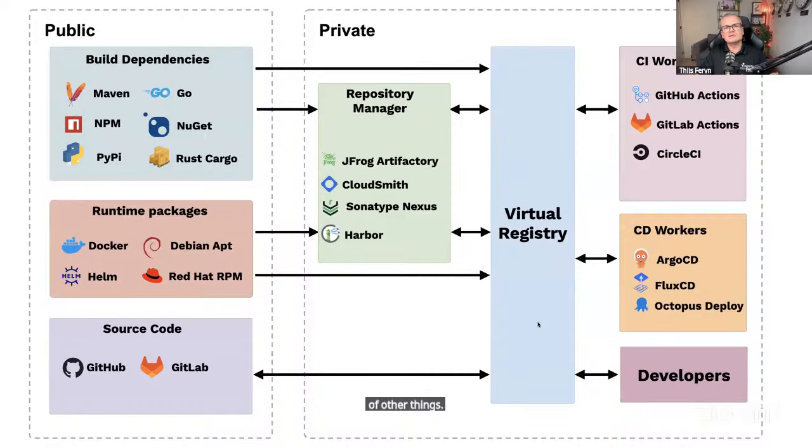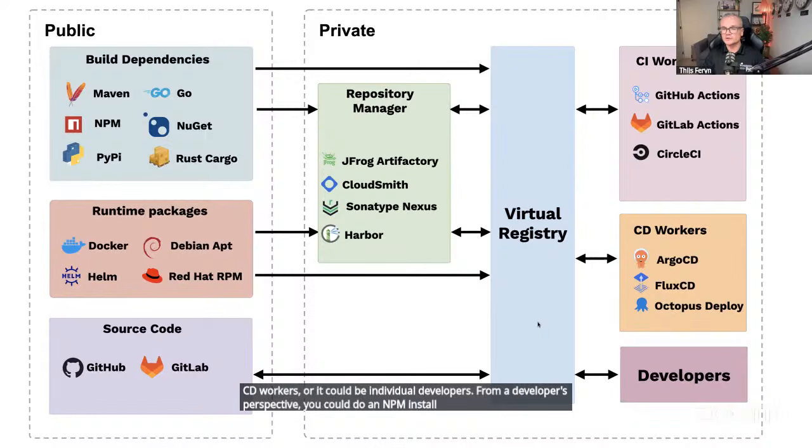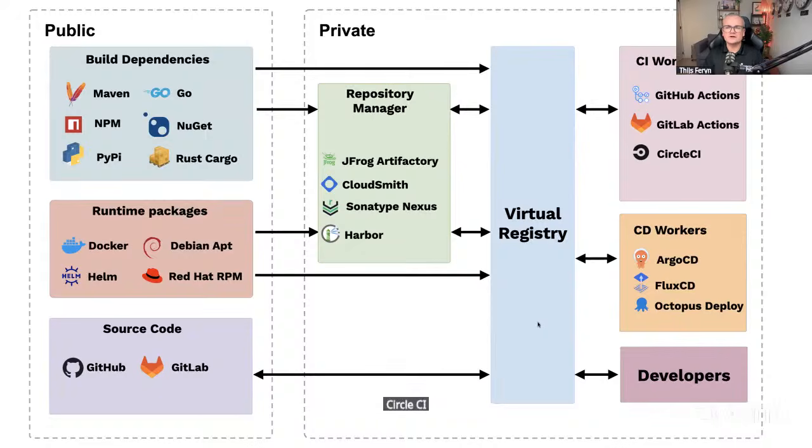Now, this is what it would look like with logos on top of it and better structured. On the right-hand side, you see the clients. Those are the CI workers, the CD workers, or it could be individual developers. From a developer's perspective, you could do an npm install or a Docker pull on your computer. The CI workers are typically your GitHub Actions, GitLab, CircleCI, and a bunch of others that are quite popular. Those are your clients. The virtual registry sits in the middle and protects you from the impact of having to access these registries at scale. As you can see, there are public and private registries.